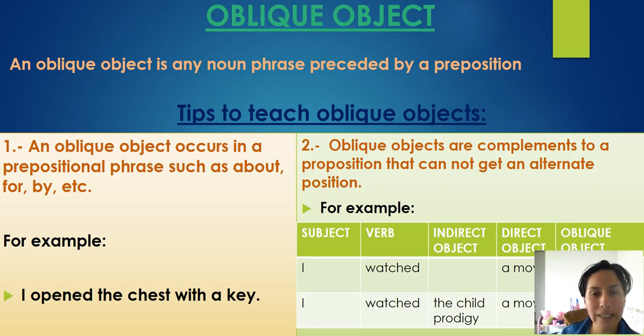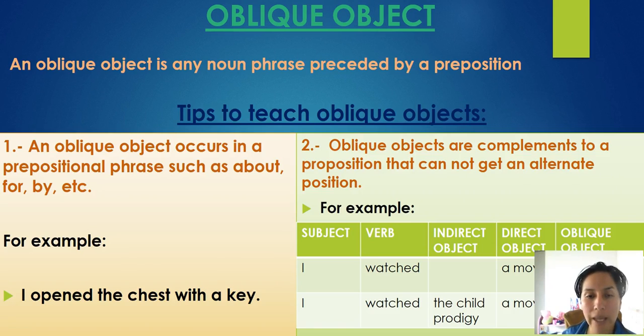Oblique object. That type of object was recently implemented by syntax, and an oblique object is any noun phrase preceded by a preposition. And there are two tips to teach oblique objects. One tip for teaching oblique objects is to explain the most important characteristic for identifying them. So an oblique object occurs in a prepositional phrase such as for, to, in, etc.